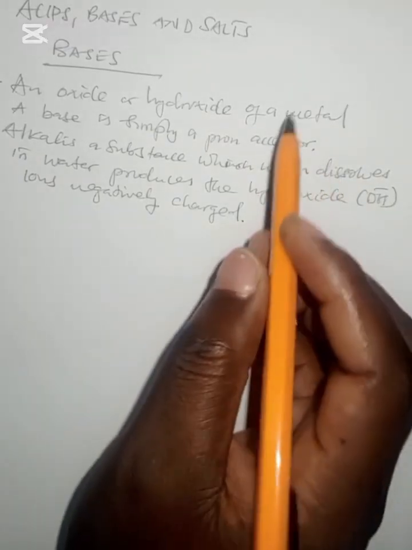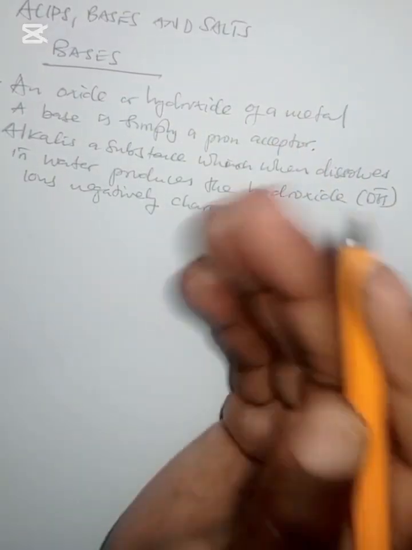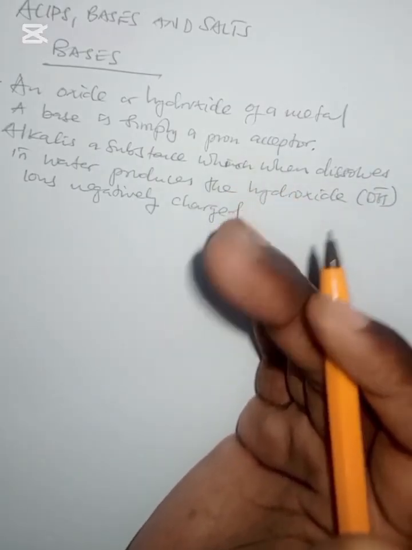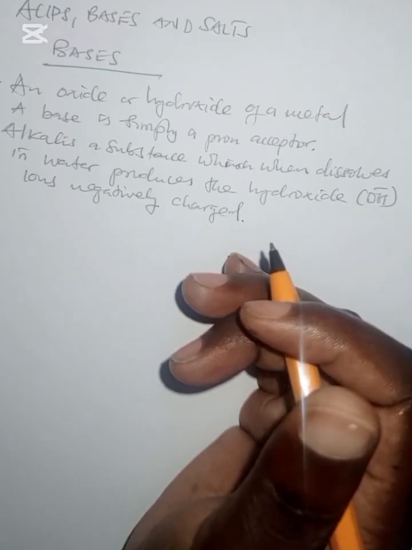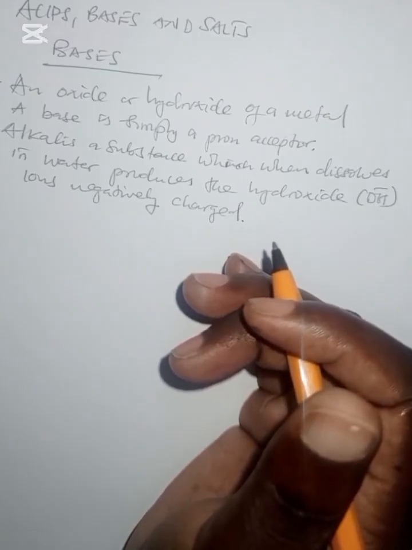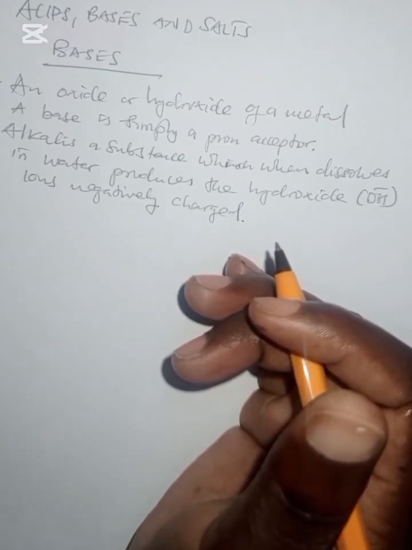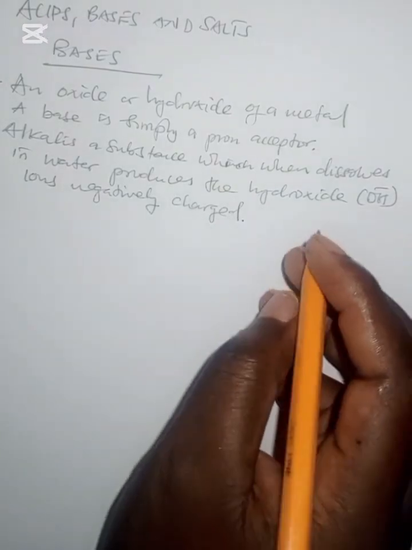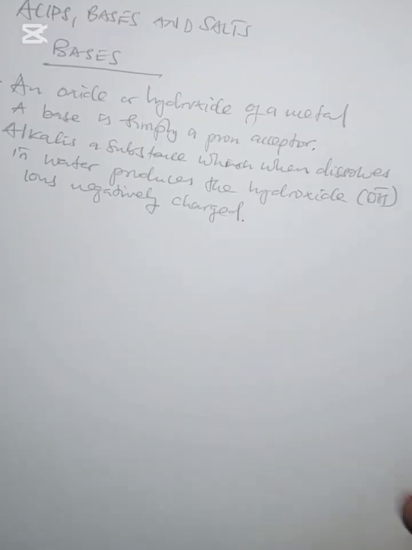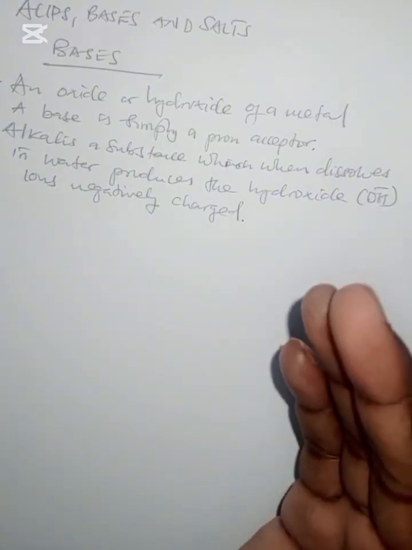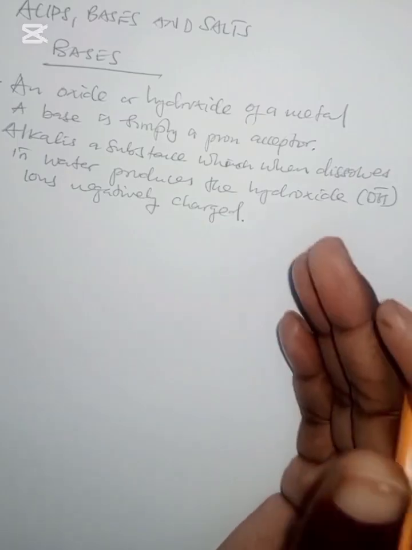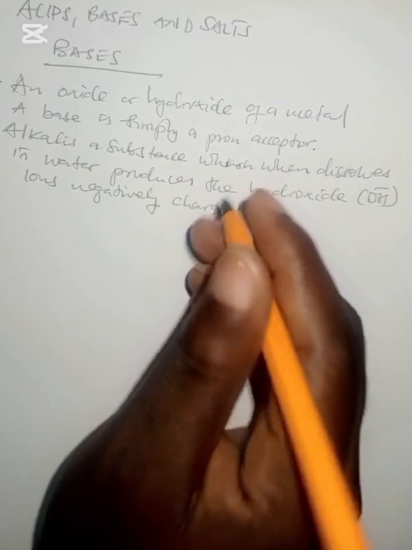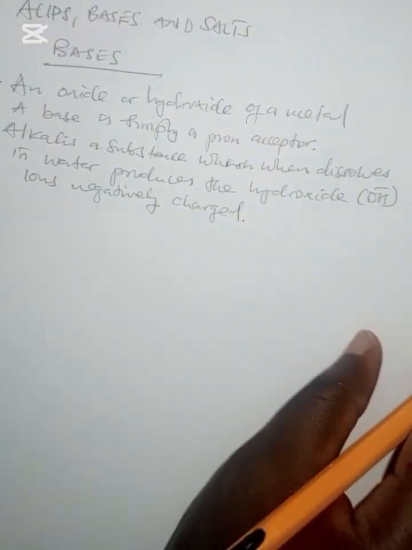Now, there's a statement that we always say: all alkalis are bases, but not all bases are alkalis. The reason is that we have soluble bases and insoluble bases. All those bases that dissolve in water are called alkalis, and those that do not dissolve we classify as insoluble bases. Among the bases, we have those that can dissolve and those that cannot.